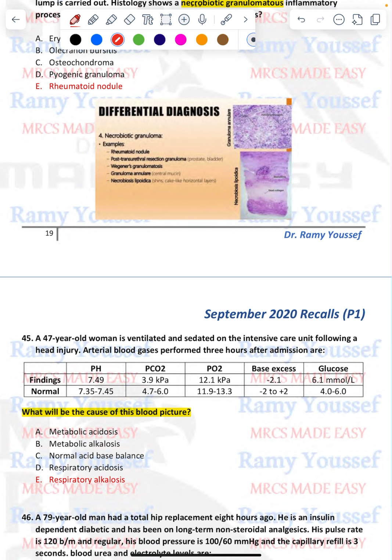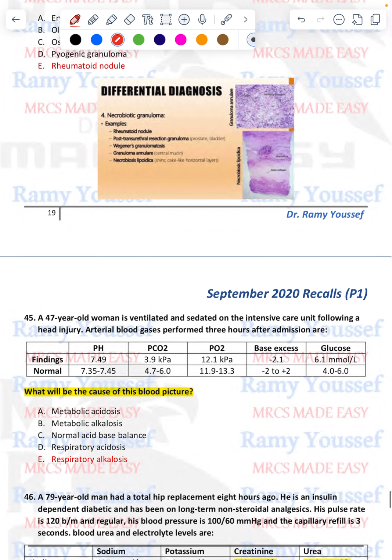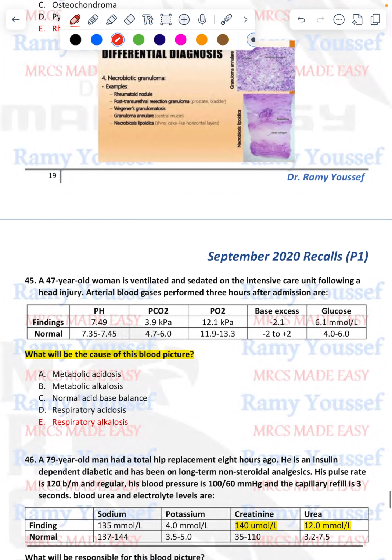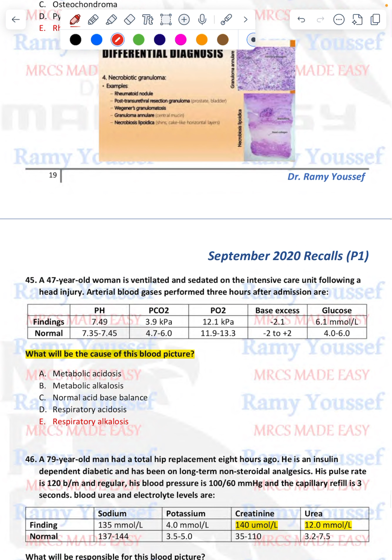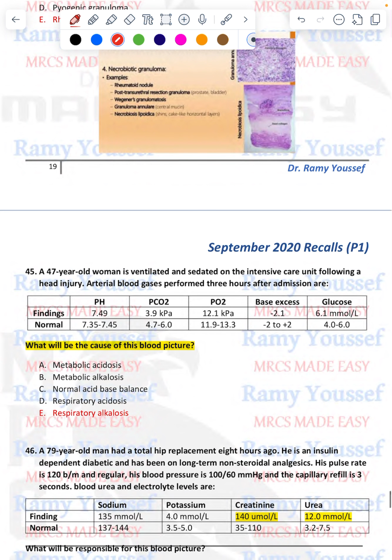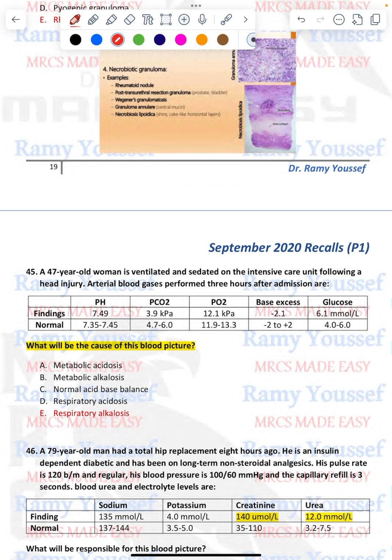A 79-year-old man with total hip replacement. He has insulin dependent diabetes and has been on long term steroids. His pulse rate is 120, blood pressure is low, capillary filling is 3 seconds, blood urea and creatinine are raised. So here you can see creatinine and urea are increased to a very high level. Diabetic patient, what is responsible for the blood picture? There is insulin dependent diabetic nephropathy.